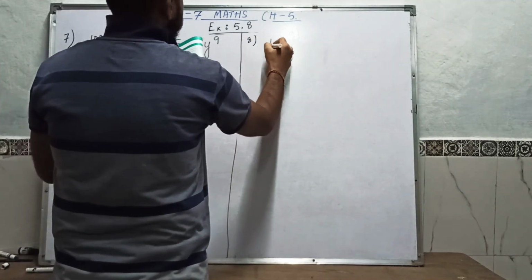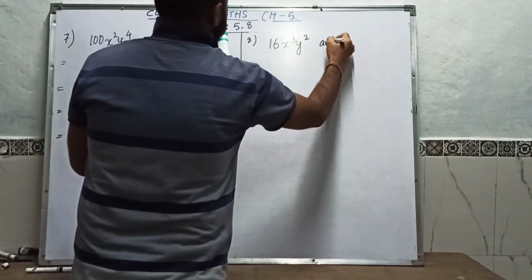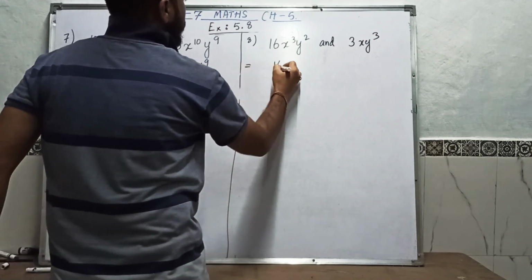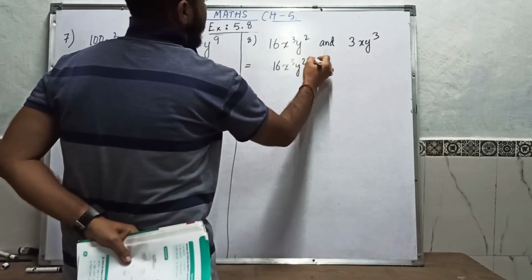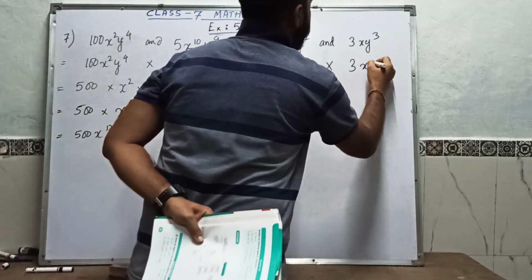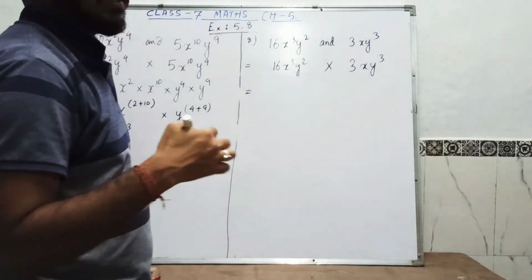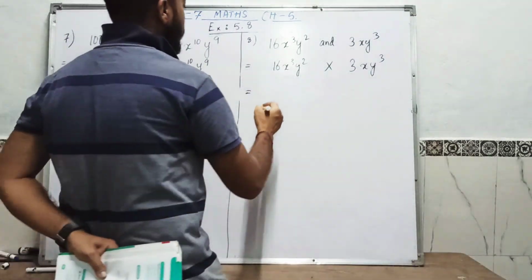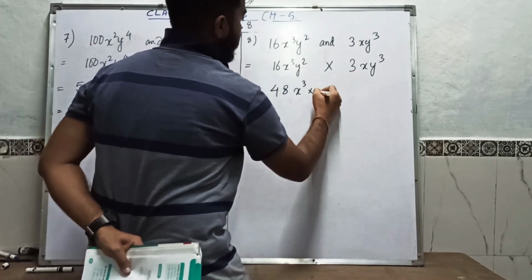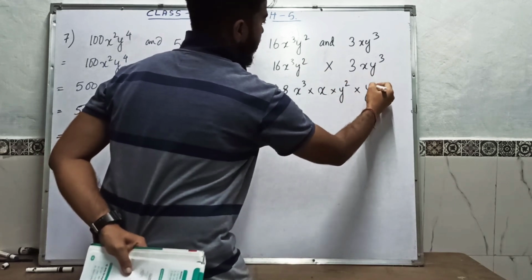Question number 8. 16x cube y square and 3xy cube. Okay, so 16x cube y square, and you remove it with multiplication sign, 3xy cube. Okay, so 16 3s are how much? 16 1s are 16, 16 2s are 32, 16 3s are 48. X cube into single x, y square into y cube.